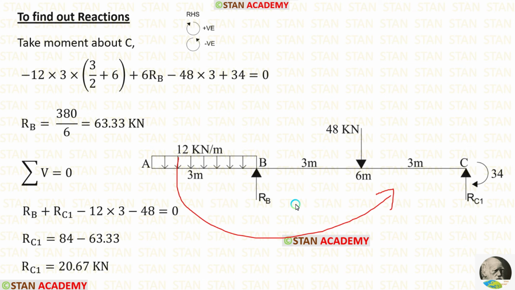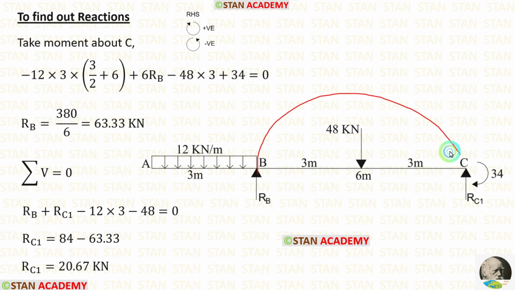So it will be negative. The distance is 3. So minus 12 into 3. Then for the UDL, we have to find the centroid distance. Here the distance is 3, so the distance 3 by 2. We are taking moment about C, so we have to take this distance also. This distance is 6. So we have to add 6.